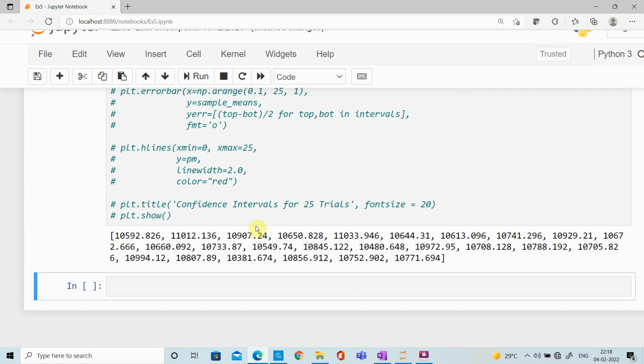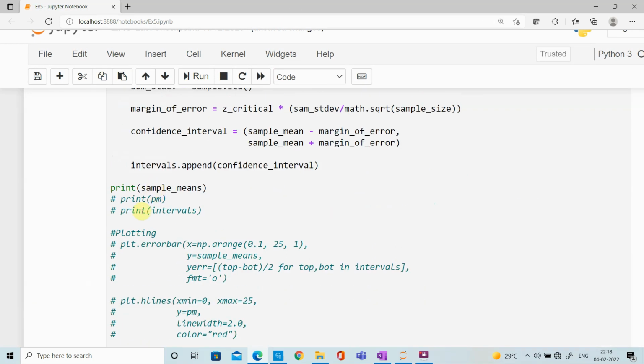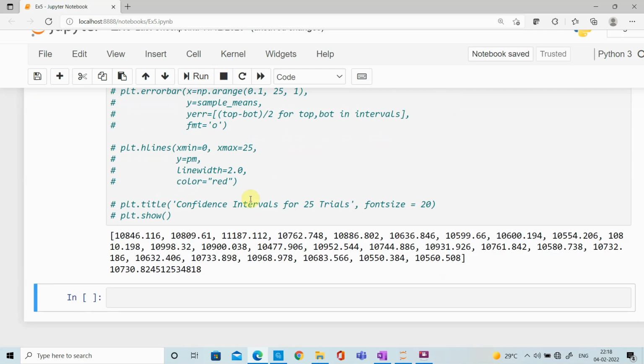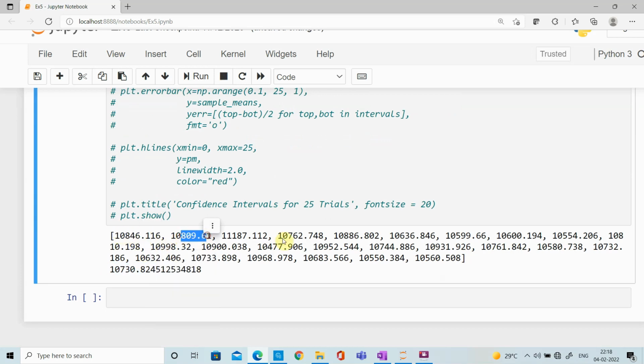Yes, so these are the 25 different sample means I got. I put my population mean, because the population mean is calculated only once. So this is my population mean. If you see, almost every sample mean is near my population mean. Only some values vary, but almost everything is nearest to my population mean. So from the inference of my sample mean, I can give an estimate of my population mean.